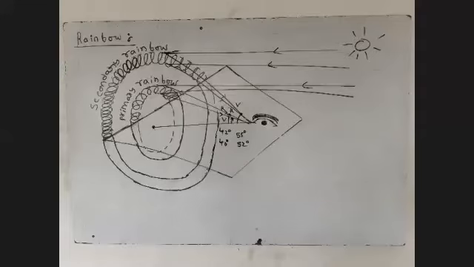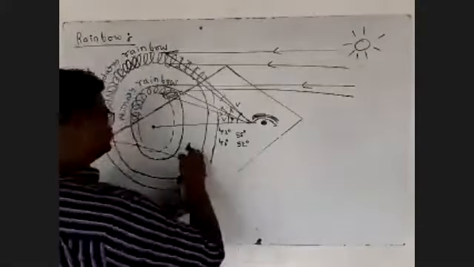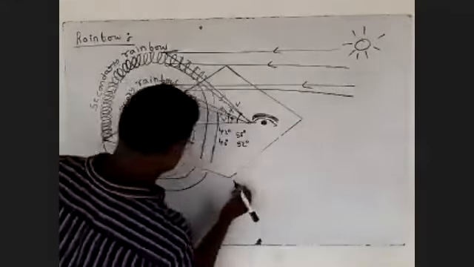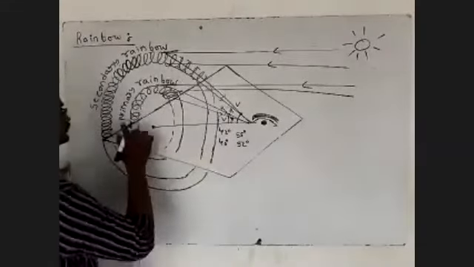Observe. So you are seeing this is a rainbow. You are seeing two rainbows. But the shape of the rainbow.